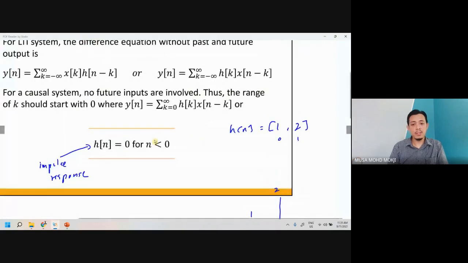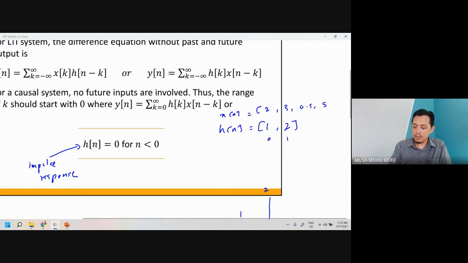This example, this is hn. So what are the values? We have a sequence: the first value is 1, the second value is 2. With index, for the first value the index is 0, for the second value the index is 1. And we can also have xn, the same thing, looks very similar. Let's say we have 2, 3, 0.5, 5, up to that one. So this is 0, 1, 2, 3. Both are actually a vector, a sequence of values.